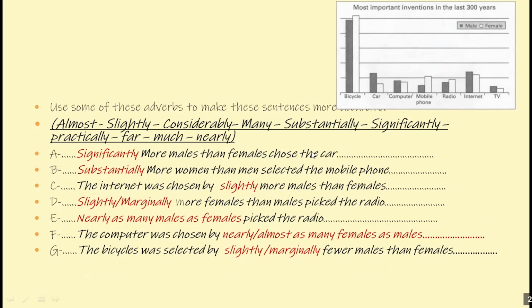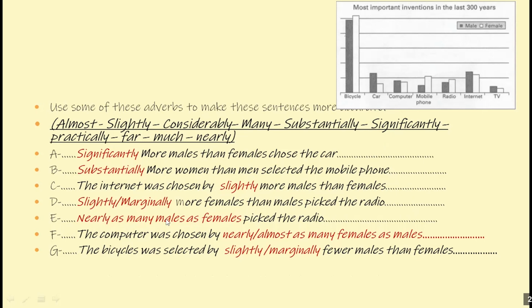Significantly more males than females chose the car. You can say significantly, substantially, considerably, anything like that. Substantially more women than men selected the mobile phone. Substantially, significantly, considerably, anything. The internet was chosen by slightly more males than females because the difference between males and females when it comes to the internet is very small. So let's use the word slightly or marginally. D, slightly or marginally more females than males pick the radio. Also, when it comes to the radio, it's a small difference. So slightly or marginally.